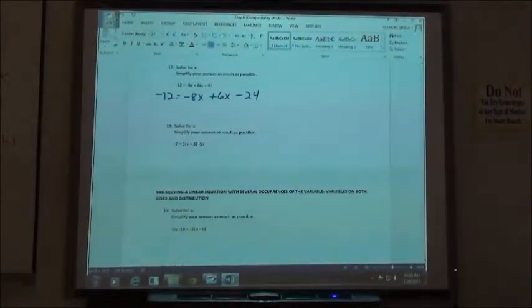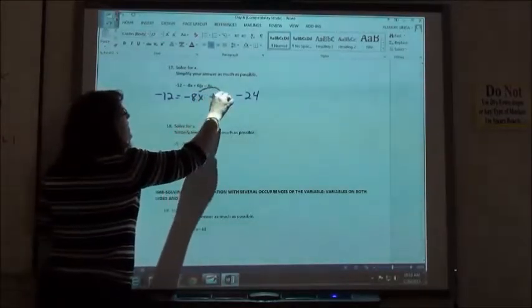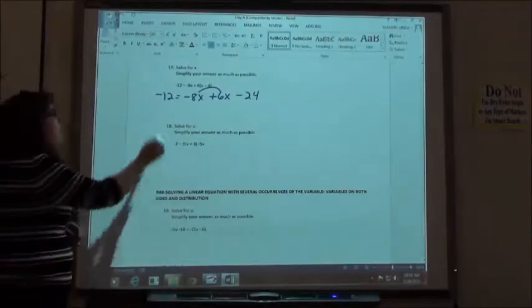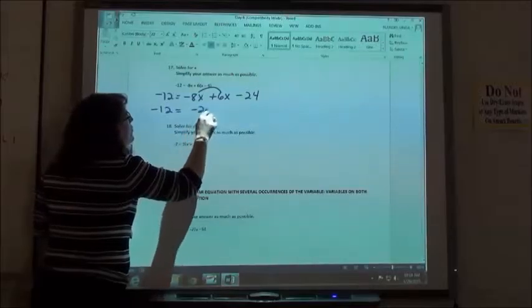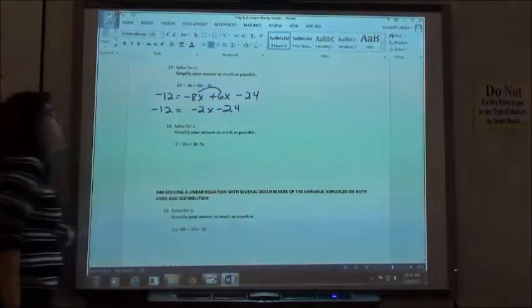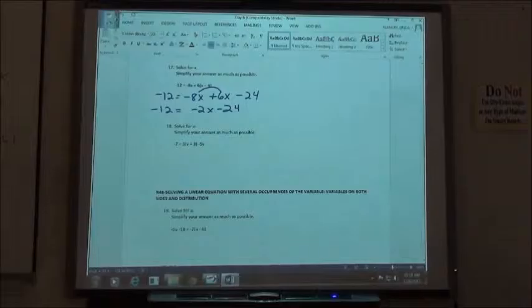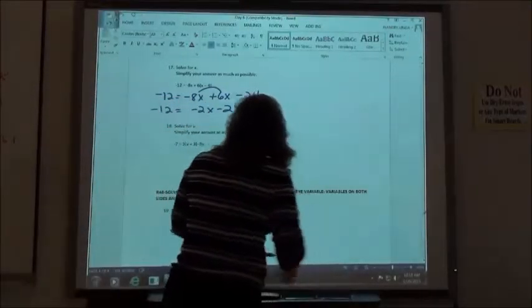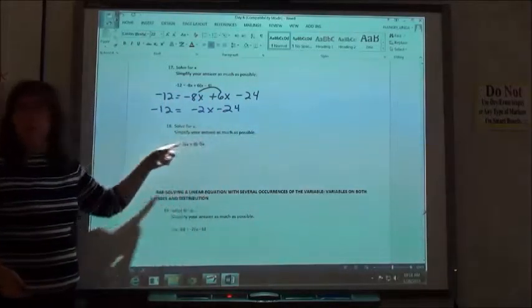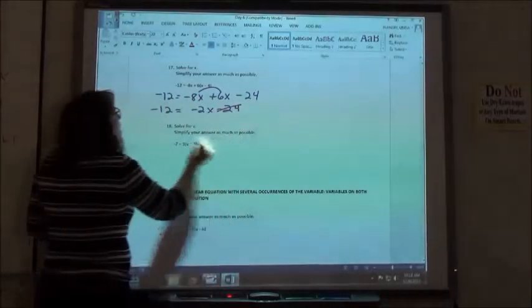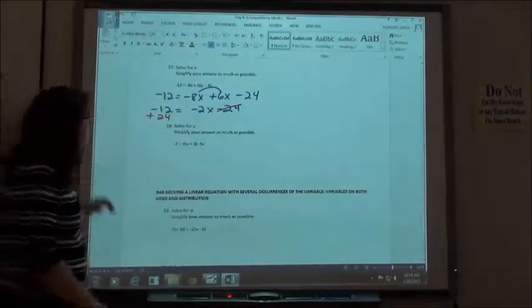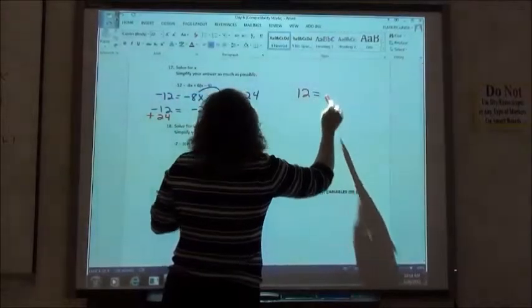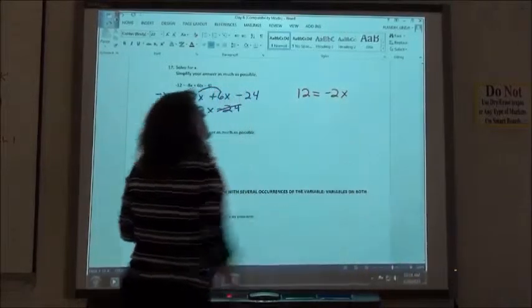I'm now going to combine my like terms. I can put my x's together. They're on the same side, so I'm just going to combine them. Negative 12 equals negative 8 plus 6 is negative 2x minus 24. Getting the x by itself. Here's a minus 24. I want to move it to the other side, so I'm going to add my 24. Negative 12 plus 24 would be 12 equals, on the other side, negative 2x.